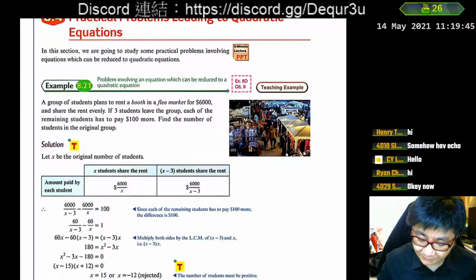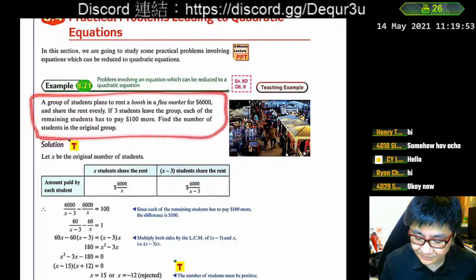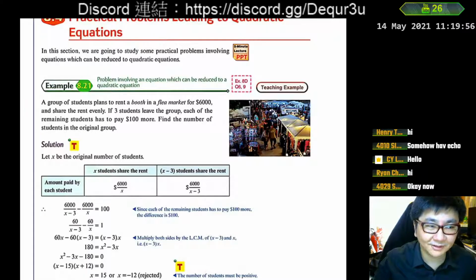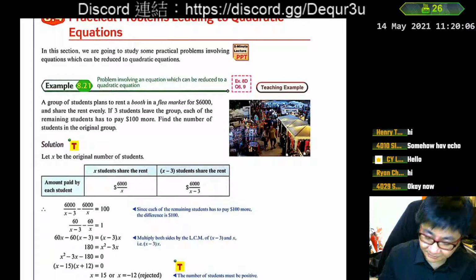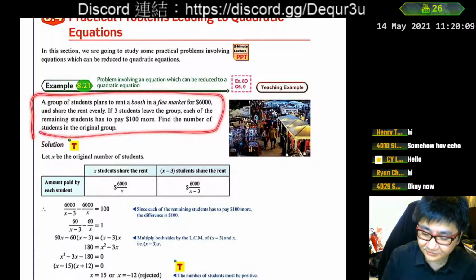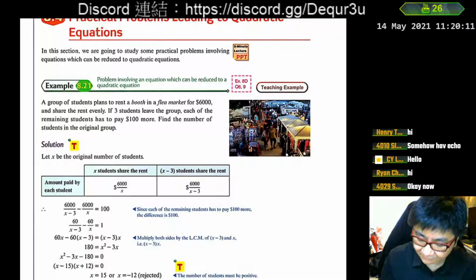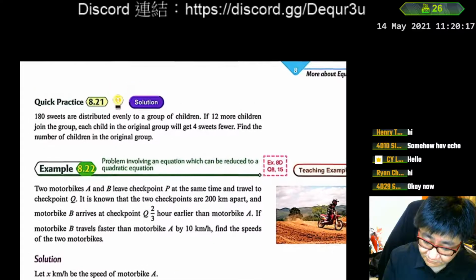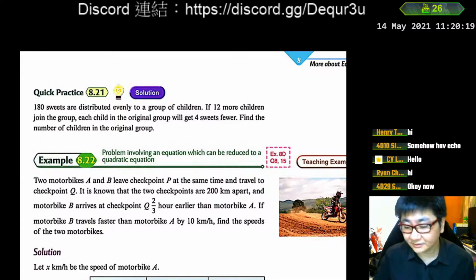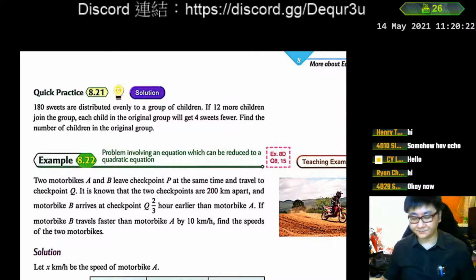Usually words will be given for the situation, and we try to understand those words and make the unknown, let n or let x or whatever, and then set up the equation. So usually words will be given, and you understand, let the unknown, and write the relation. So we go to quick practice. Quick practice is very like the example, therefore we do it together.